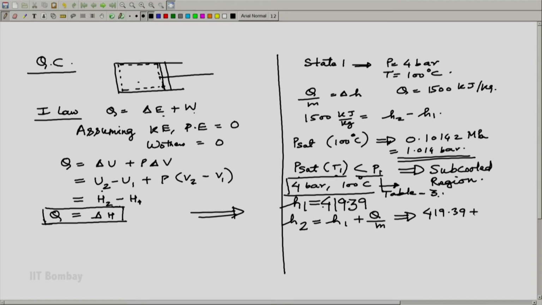Therefore my H2 will be 419.39 plus 1500 kilojoule per kg, which is equal to 1919.39 kilojoule per kg. Now this is my state 2, and I know the enthalpy of state 2. I have to locate where state 2 lies. Is it in the subcooled region, inside the dome, or in a superheated region?